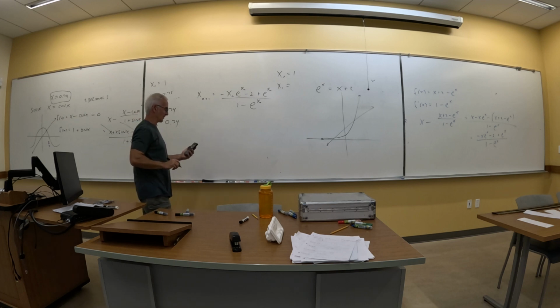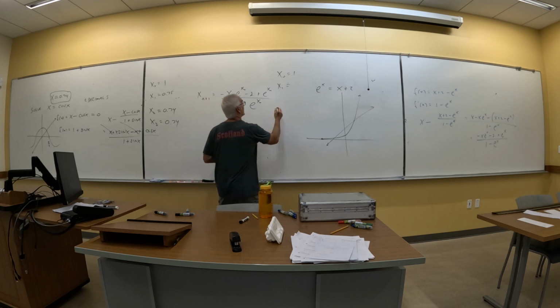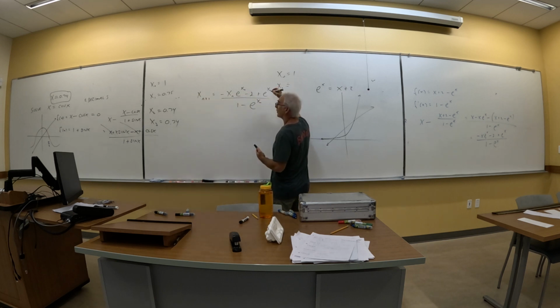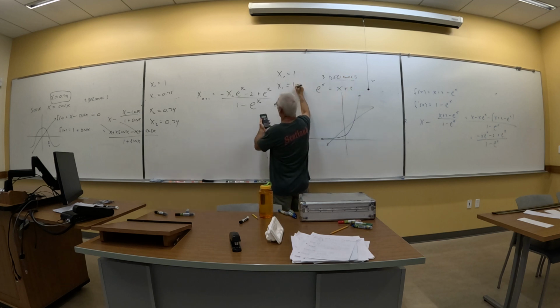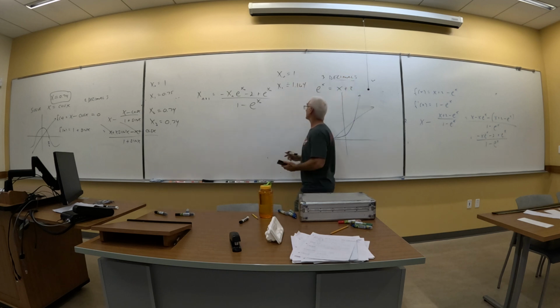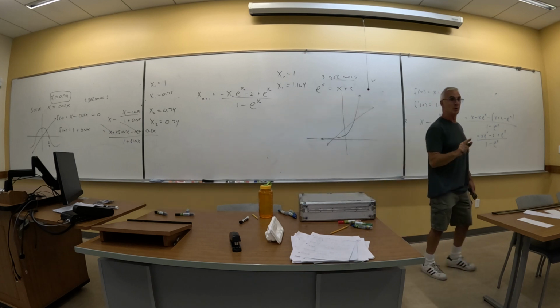What do you get as your first calculation? Anybody? 1.164. Oh, we didn't say, let's go 3 decimals this time. Okay, sorry about that. I really should have said that first. So 1.164, beautiful. So I moved a little, I didn't move a lot.